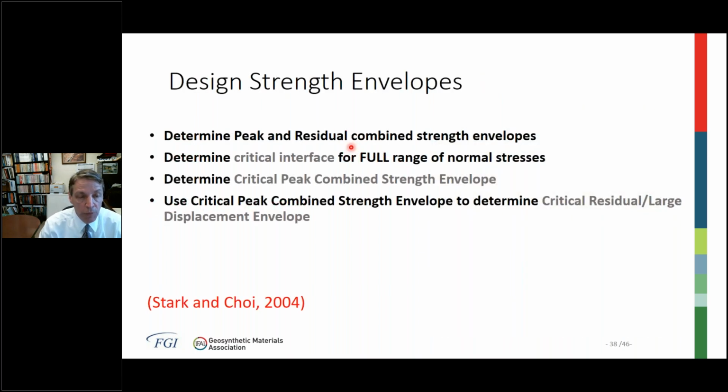Okay, so how do we determine our strength envelope for use in the stability analysis? Here's a 4-step procedure that I'll walk through with you using the Kettleman Hills interface strength data. First, we have to determine the peak and residual combined strength envelopes. To do that, we have to figure out what the critical interface is for the full range of normal stresses, determine the critical peak combined strength envelope, and then use that critical peak combined strength envelope to determine the critical residual or large displacement envelope. That's pretty confusing in a text slide, so here's a worked example.